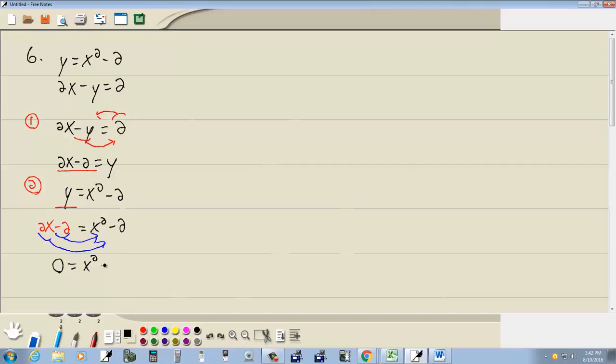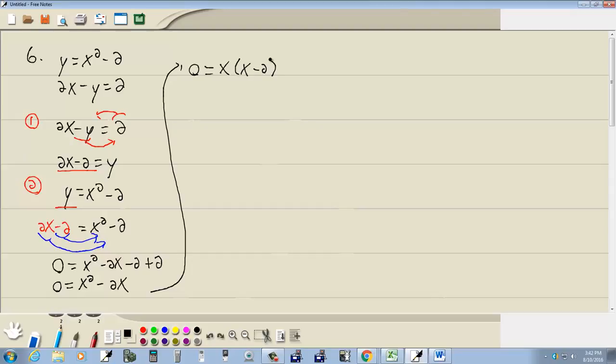So I get x squared minus 2x minus 2 plus 2. Negative 2 plus 2 cancels, so I got x squared minus 2x. And I can use the zero factor property to solve this. I can factor an x out, and that gives me x minus 2.